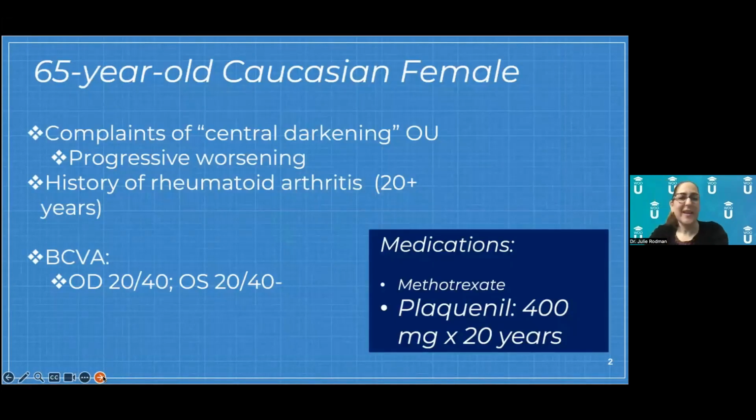Okay, I have 10 minutes, so I will quickly go through this last case. This is a patient that had Plaquenil toxicity, and I probably won't be able to go through this in a ton of detail, but she was a 65-year-old Caucasian female who complained of central darkening in her eyes that was getting progressively worse. She had a history of rheumatoid arthritis for 20 plus years. Vision was 20/40 in both eyes. You can see her medications. She was on methotrexate and Plaquenil for 20 years.